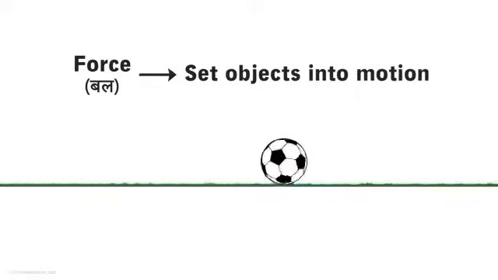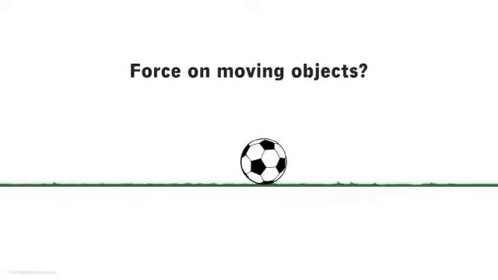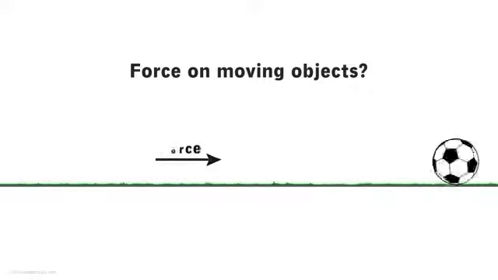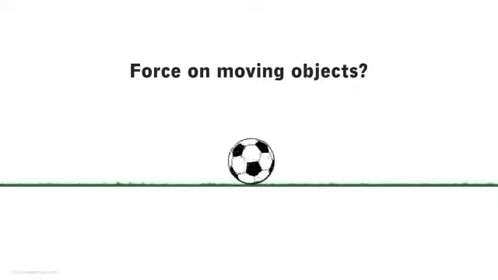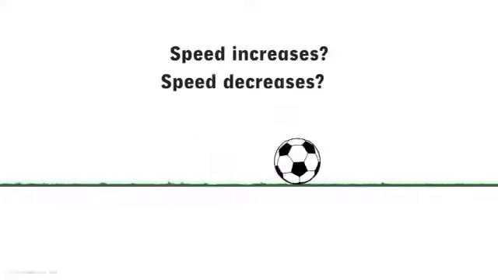Let's see what will happen when a force is applied on a moving object. Consider that we are applying a force on this moving ball. This ball is moving in this direction and the force is also applied in the same direction. What did you notice in this case? Did the speed increase or decrease? You can see that the speed of the ball has increased due to the application of the force.